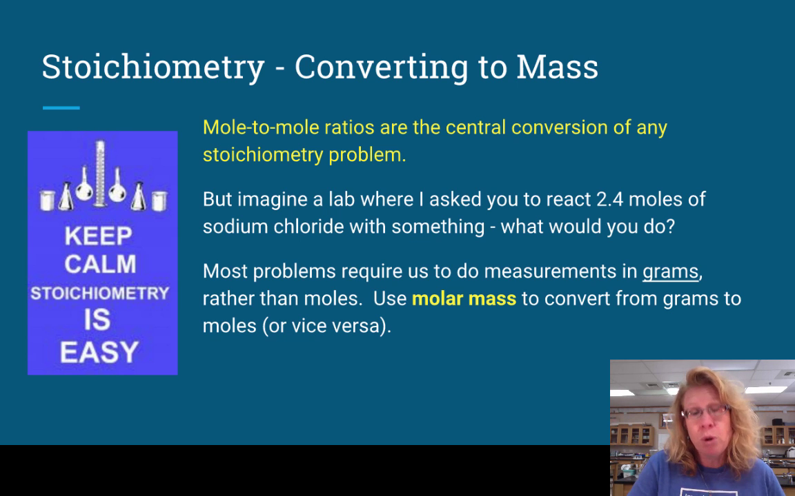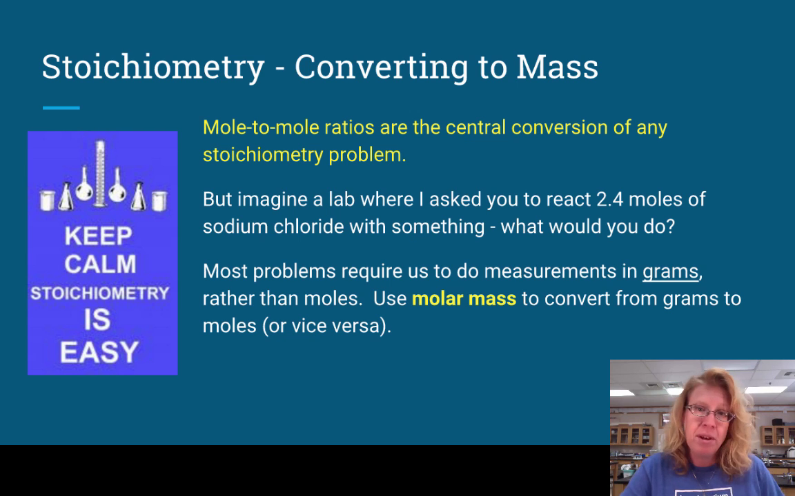Furthermore, as we move forward into the next series of these, we need to keep in mind that dealing with moles is the key idea, but moles aren't necessarily the most useful in terms of lab calculations. So if I asked you to go out and measure 2.4 moles of salt or something along those lines, you wouldn't know what to do.